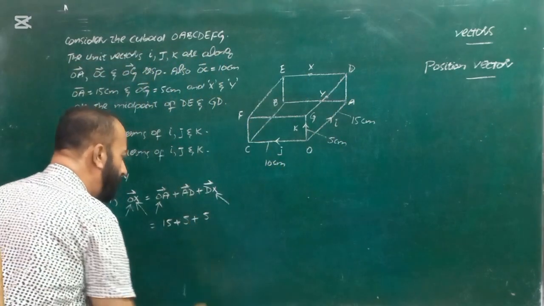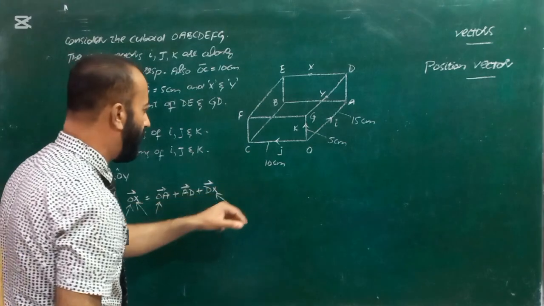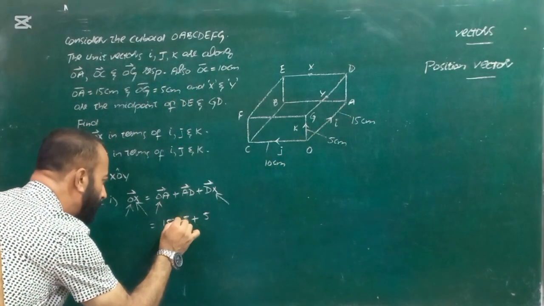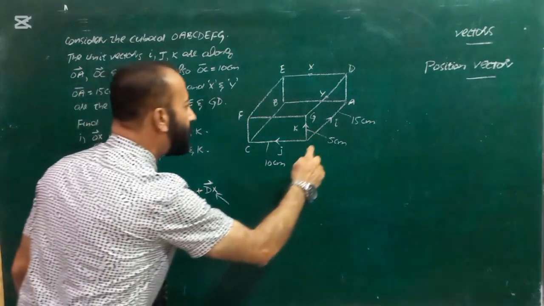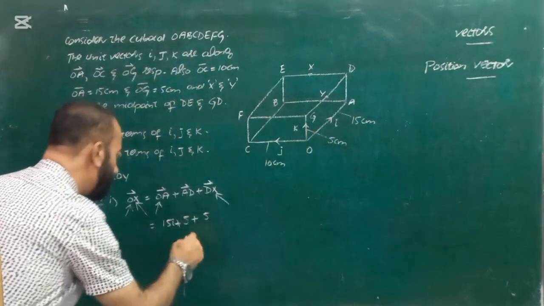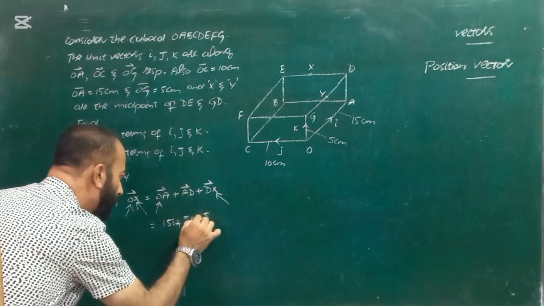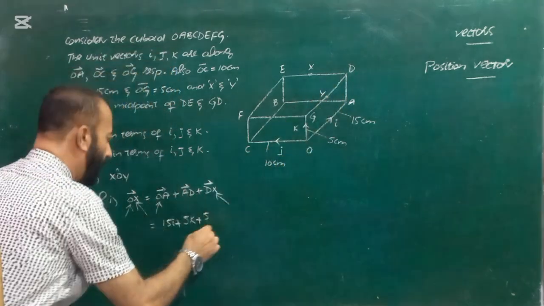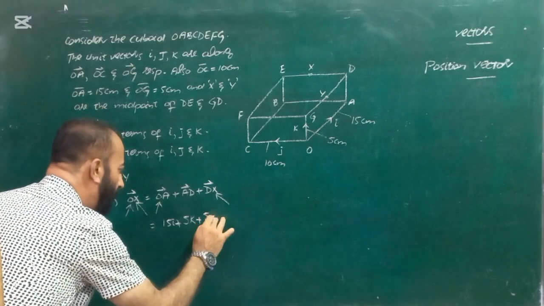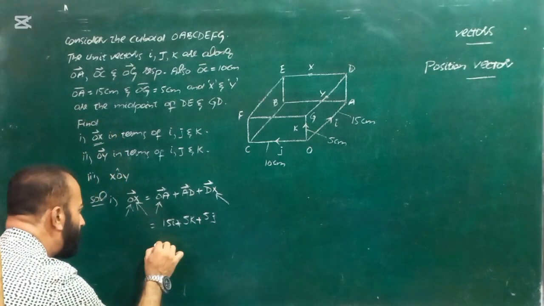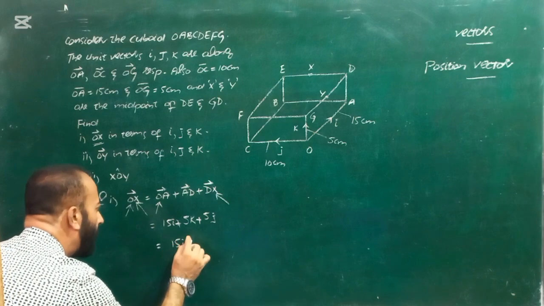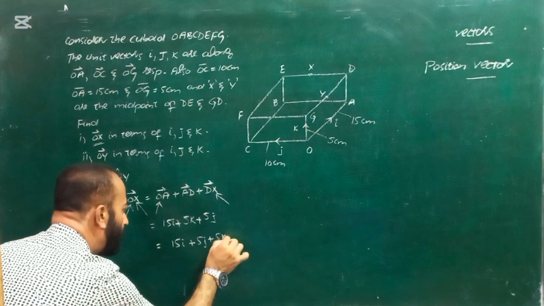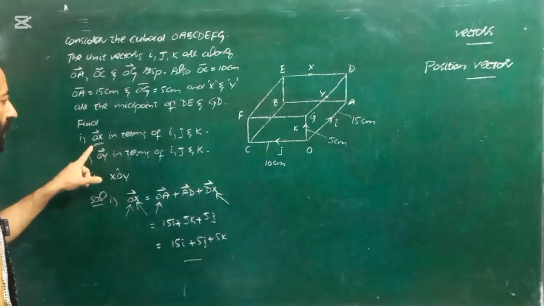Okay, but at the same time, you have to be careful about the unit vectors because OA is 15I plus 5K plus 5J. And finally, you will write it in alphabetical order. So that will be 15I plus 5J plus 5K. So this is the vector OX.